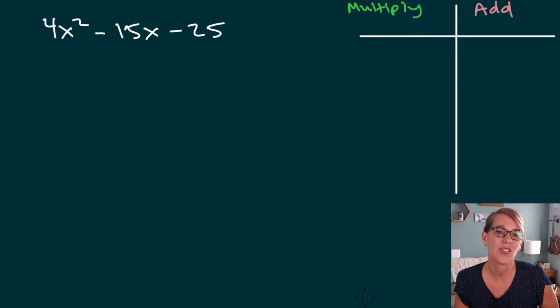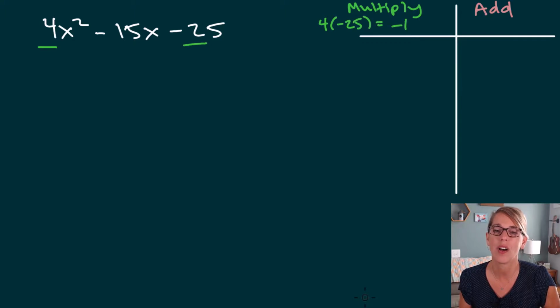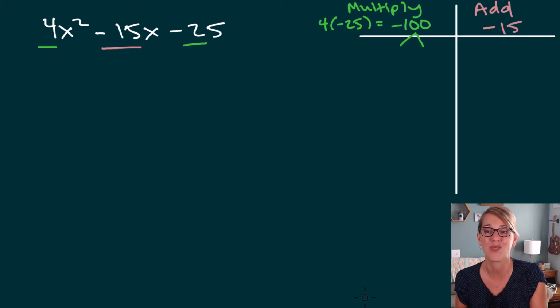I do want to look for a GCF. There isn't one, so I'm stuck with what I've got. So my next step is to go ahead and take those outer coefficients and multiply them together. So I'm going to multiply the 4 times the negative 25. That gives me negative 100. I am looking for two numbers that multiply to be negative 100, and I want them to add up to be that middle coefficient, so I can split that into 2. So I want them to add up to negative 15.